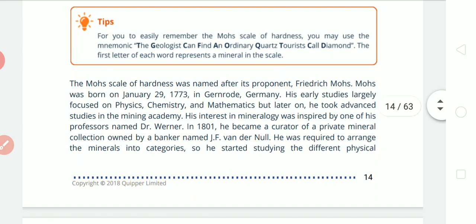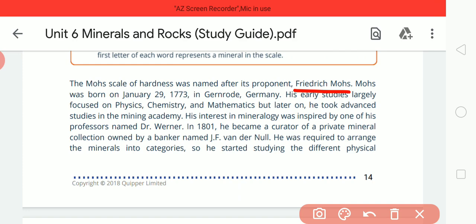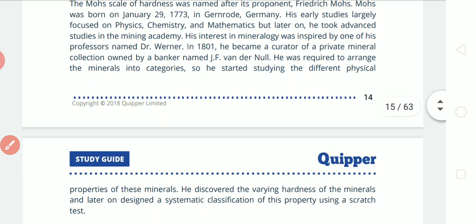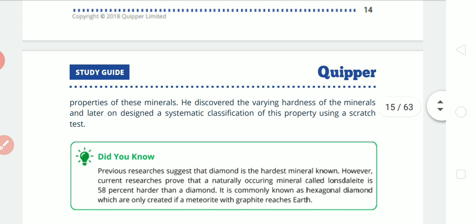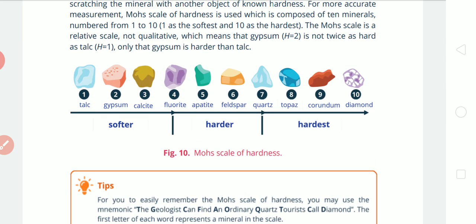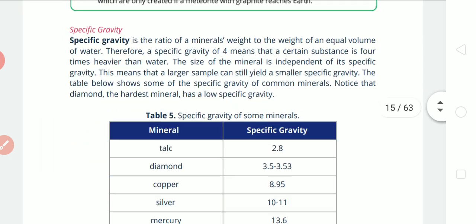Now, the Mohs scale of hardness was named after its proponent, Friedrich Mohs. Okay. This is the life story of Friedrich Mohs. So, labasin niyo kung basahin niyo or dili. Now, he discovered the varying hardness of minerals and later designed a systematic classification of this property using a scratch test. Kaya nga na-create ang Mohs scale of hardness.